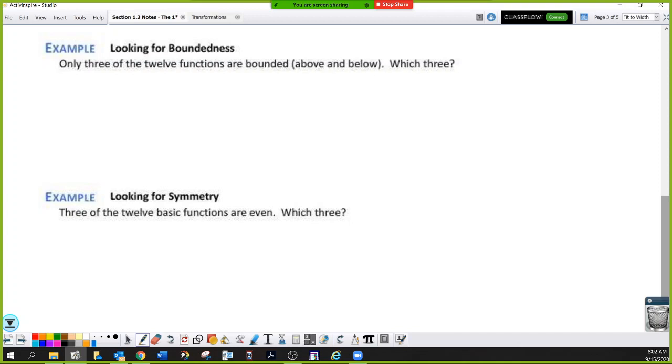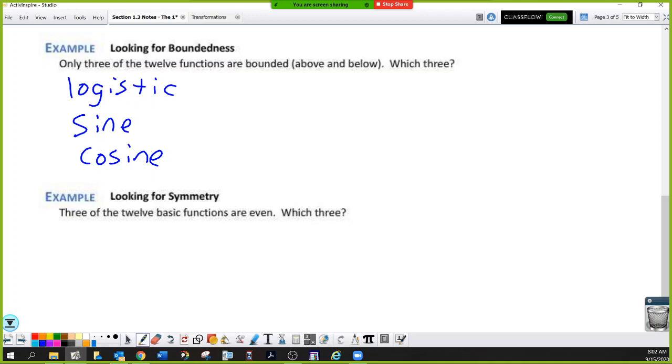Only 3 of the 12 functions are bounded, meaning bounded above and below. Which 3? Shout one out, somebody. Logistic is 1. That one's bounded above and below. Well, bounded means gets stuck between two values. Sine is 1, and cosine is the other. There it is. Sine, cosine, and logistic.